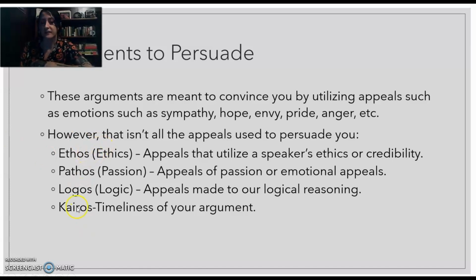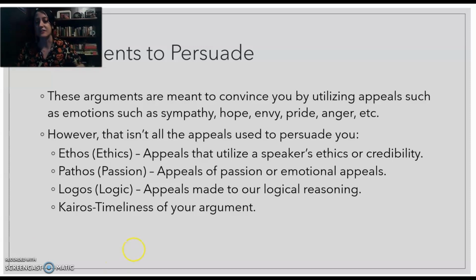These 4 things I have right here, ethos, pathos, logos, and kairos. These are all what are called rhetorical appeals, right? We already talked about what rhetoric is. Rhetoric is the art of persuasion. These 4 things are how you do that persuasion. These are sort of the tools you use in order to effectively persuade someone.